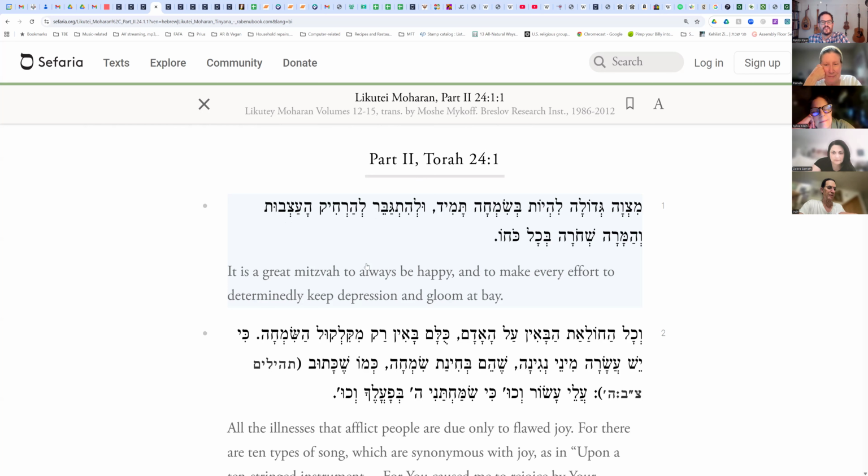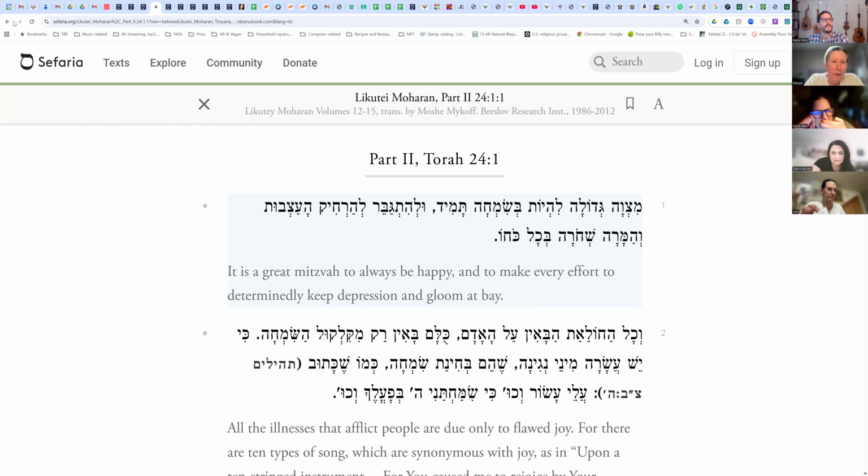It's funny, this translation is pretty terrible. But it's got the right spirit. I mean, it's not a literal translation. It is a great metaphorical translation: to make every effort to determinedly keep depression and gloom at bay.